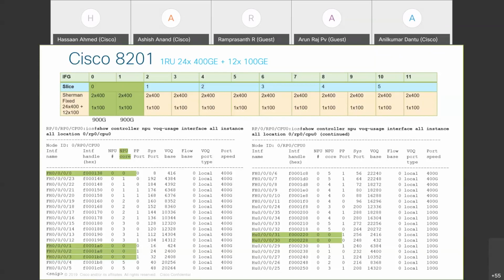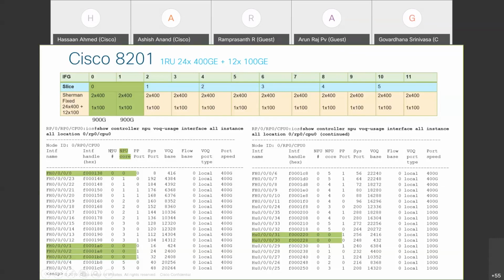Anil, in this output, you mentioned that each slice will have an interface group which contains 2 into 400 and 1 into 100. In the output that I could see on the downside, the show controller NPU VOQ usage, that 0 has contained 400 interfaces. I don't see any 100 over there. So how to interpret this actually?